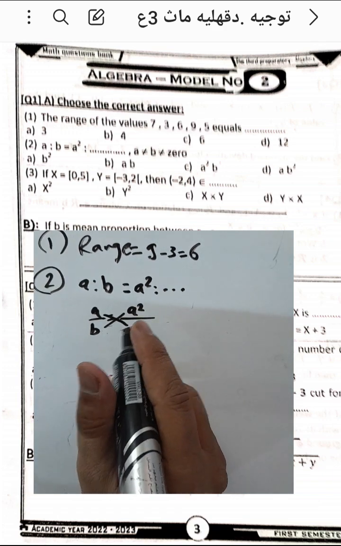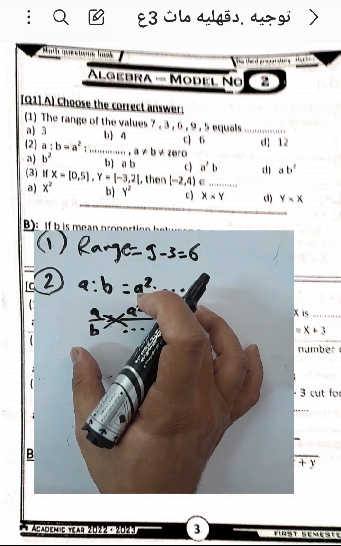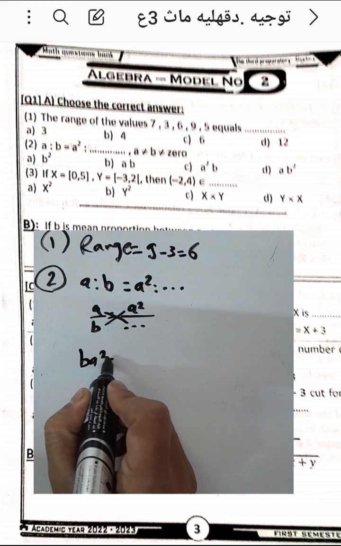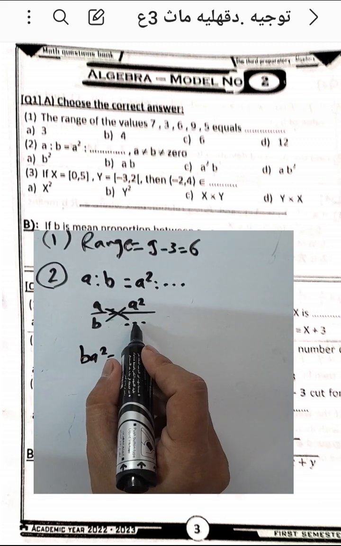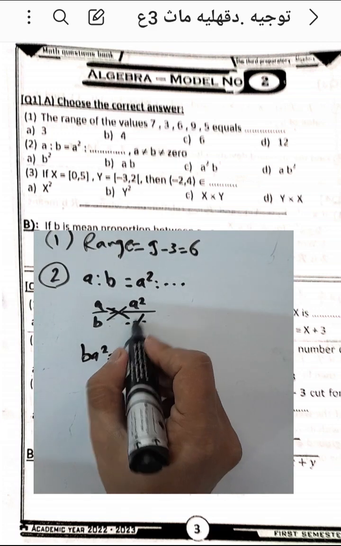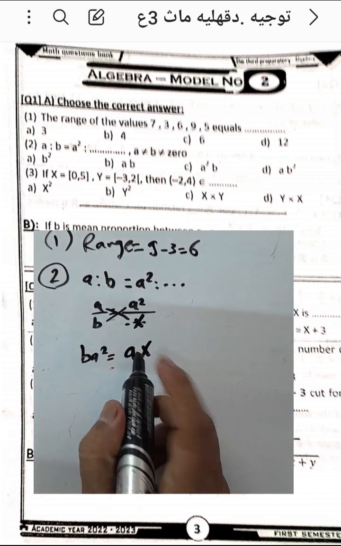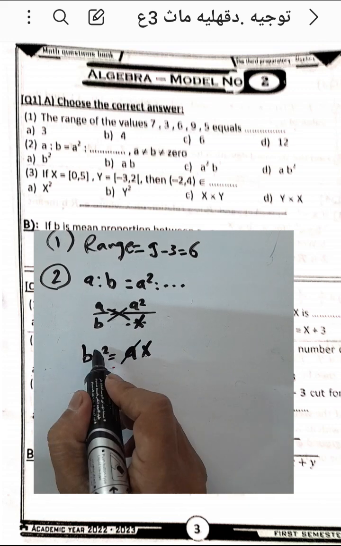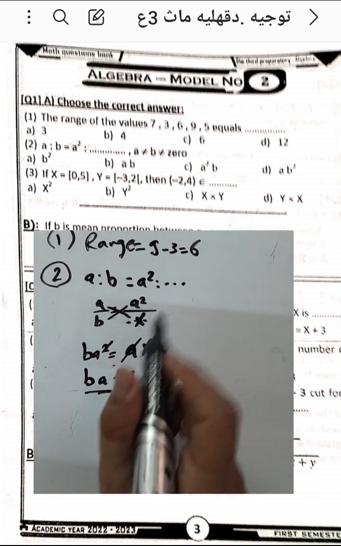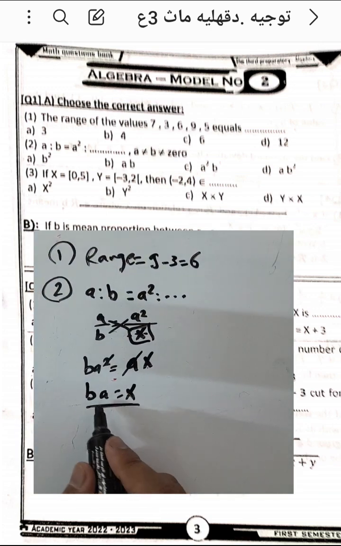Because of this rule we have here, B times A power 2 will be A power 2, and A times this number will be A. We want to find this number. I put x here. I want to find the value of x. Cancel A by 1 here. Then BA equals x. Then the third number here will be B times A.